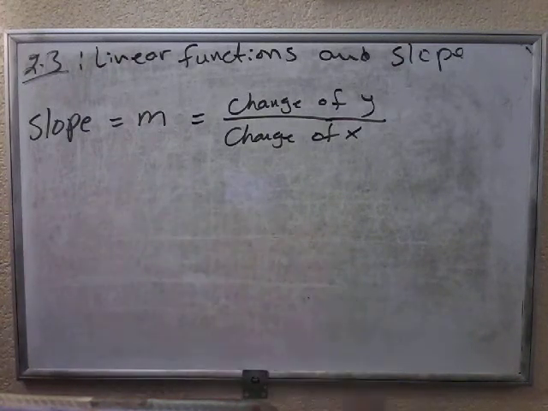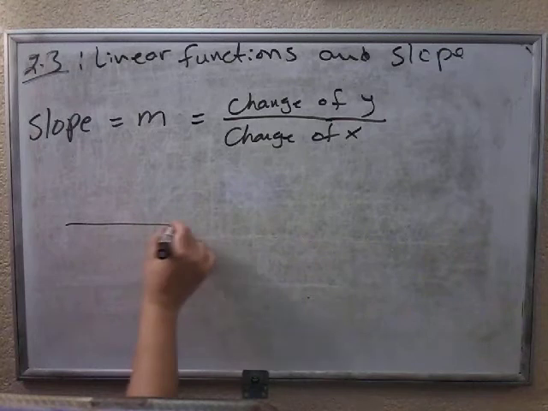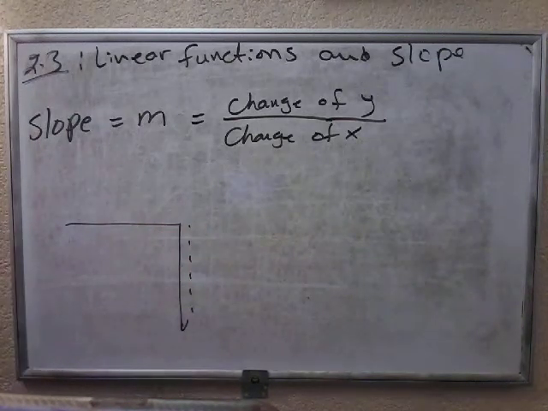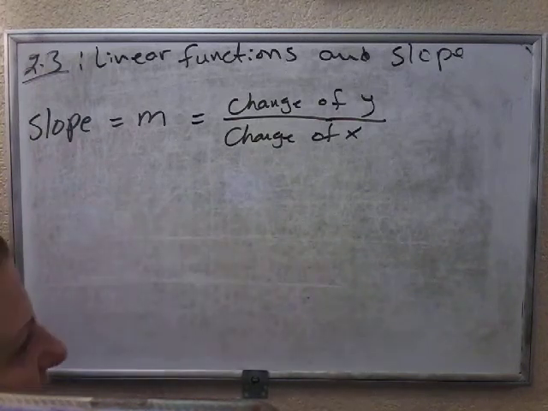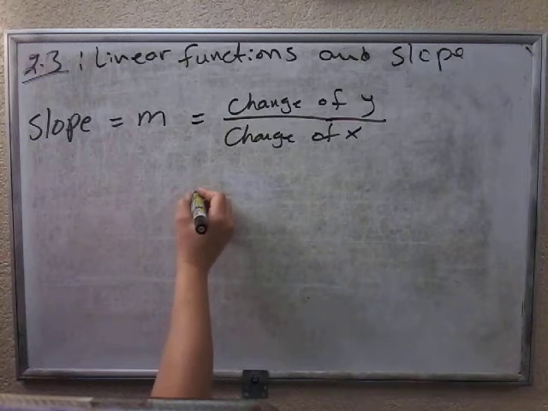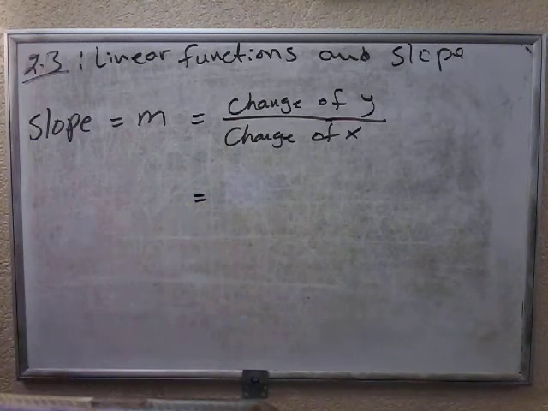Sometimes we'll talk about it. For example, if you're coming like that, and then you have something like that, of course you cannot go down this way. So the slope is the steepness of a line, how steep that line is. So we call it change of y over change of x.